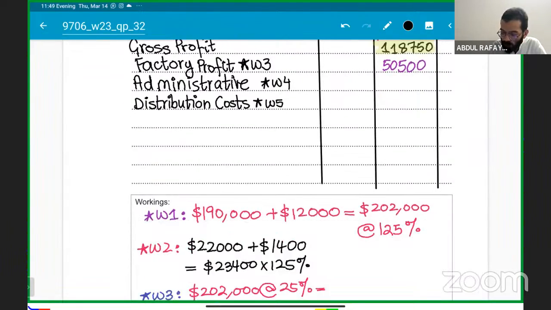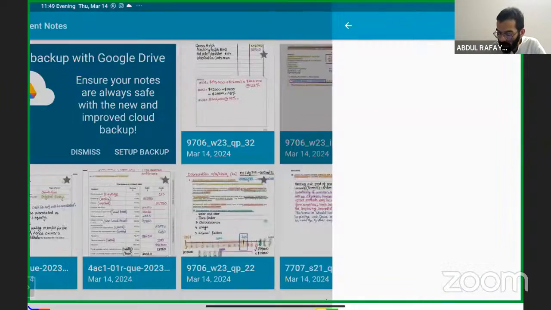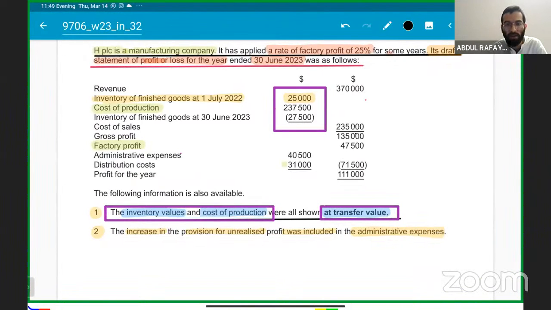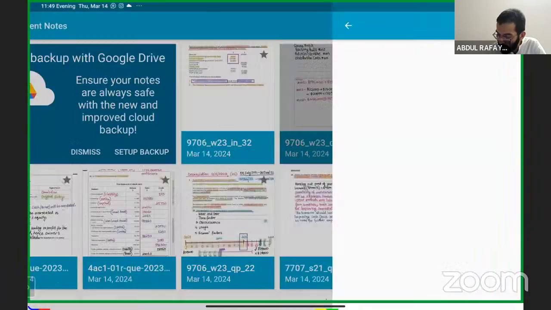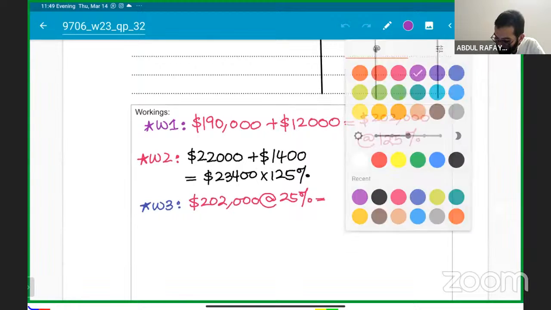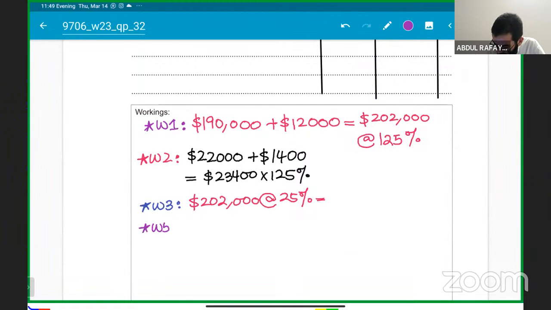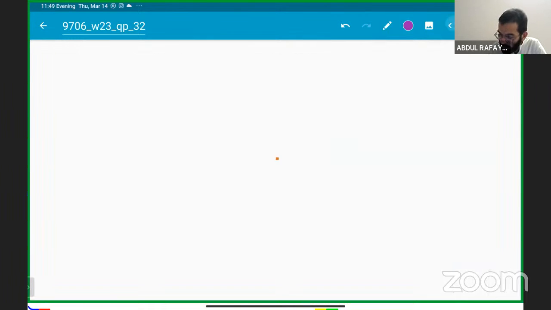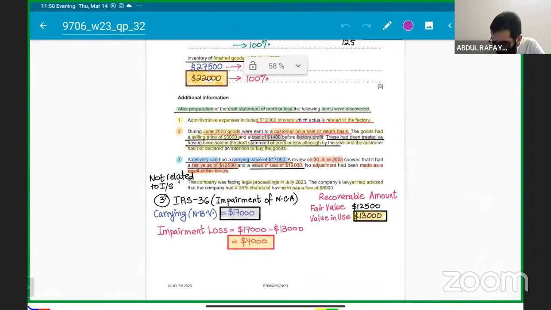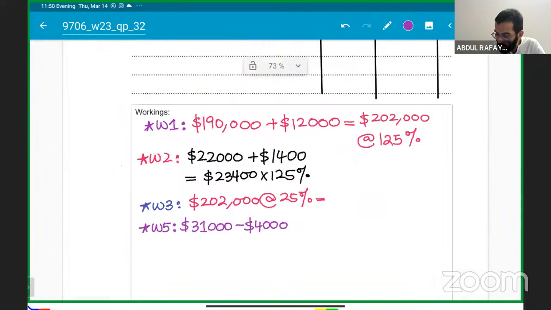Administration needs a lot of working, so first we do distribution, because nothing else is related to distribution. So 31,000 is the distribution cost. We can accommodate the impairment loss in this, sir. It will be working number 5: 31,000 of the distribution cost and the 4,000 impairment loss. Make sure whatever working you have done here is done in that part. Okay, everyone getting it, guys? This should be part of working number 5. Clear? You need to show this on the next page. Working number 5, whatever you have done, you need to show here.